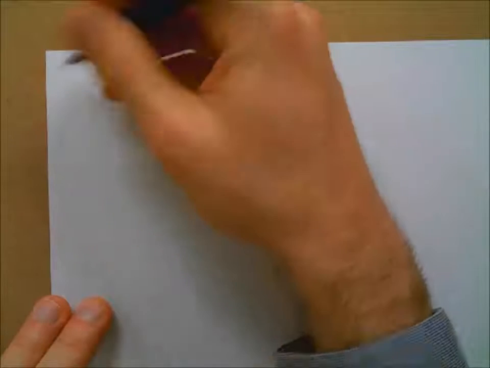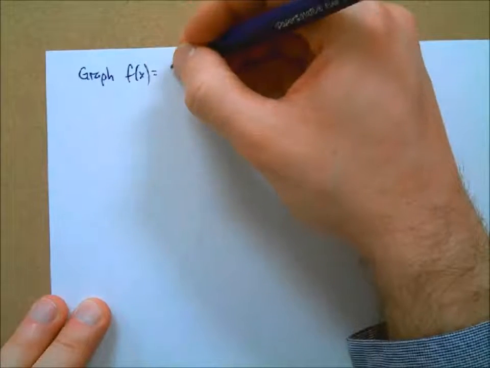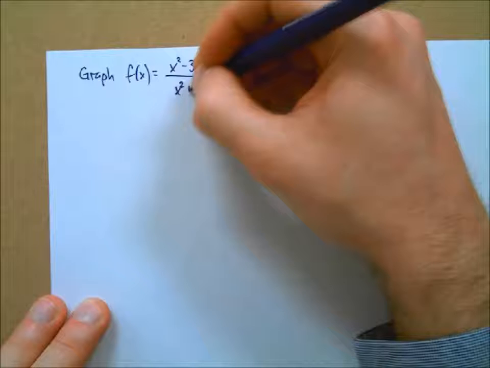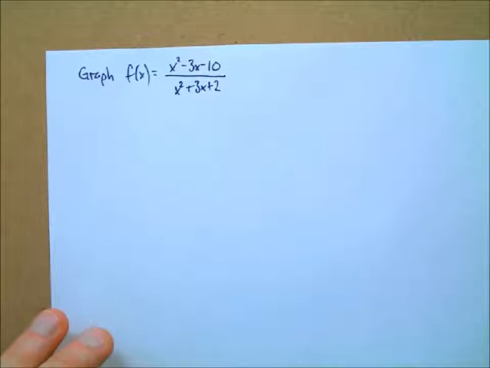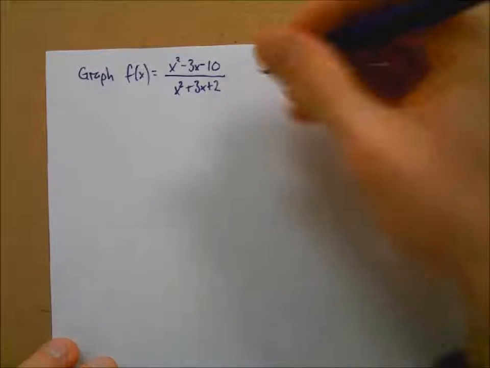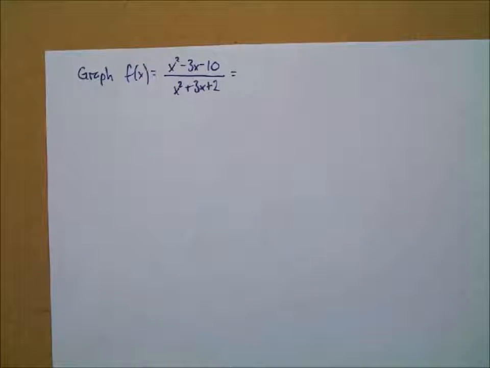So, I would like you to graph f of x equal to x squared minus 3x minus 10 all over x squared plus 3x plus 2. Now, do we notice anything about this rational function here? It factors. Okay, and the degree is different too. That's right. But we're going to factor it here. So I'm going to help you guys start off by factoring it.